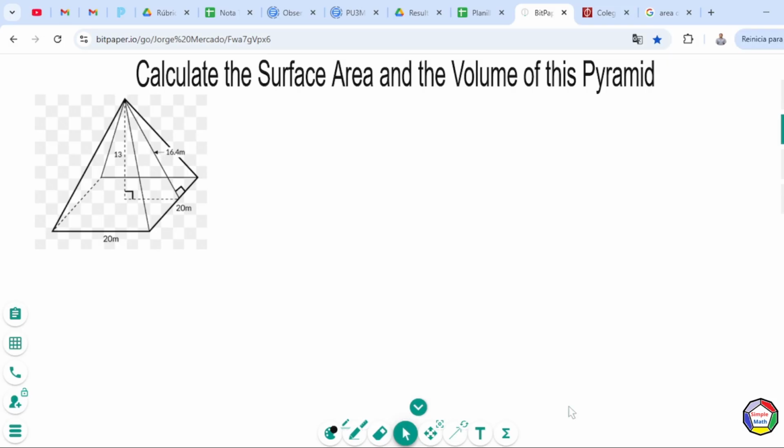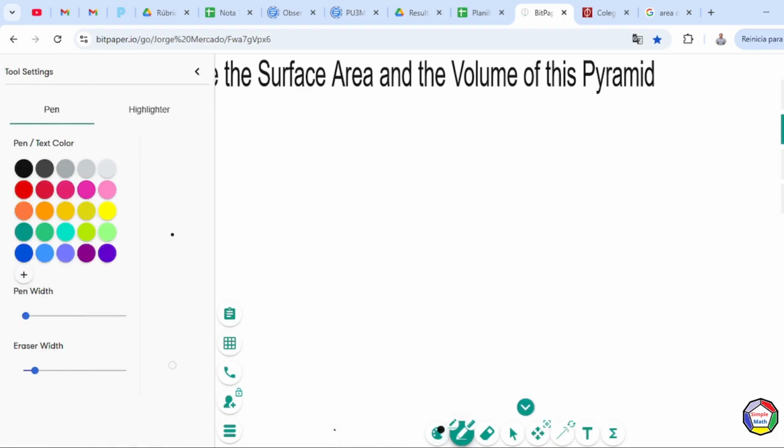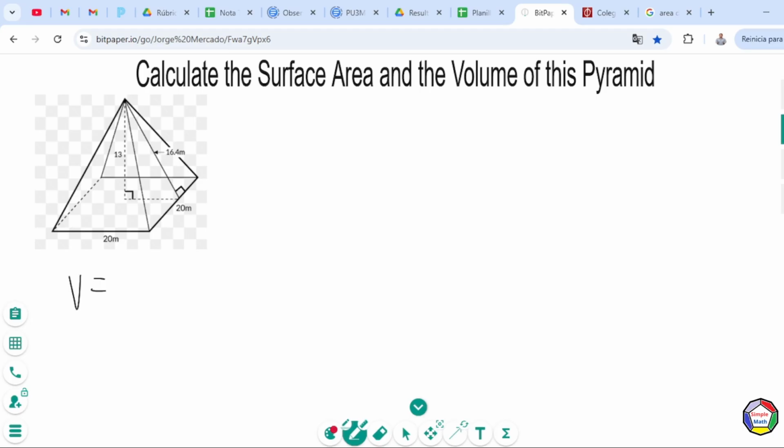I want you to bear in mind, because this is very important, that to get the volume of any of the bodies or the solids we are working on, we need to know the height of the solid. We will use the height of the solid. In this case it is 13. I want you to bear that in mind, okay?